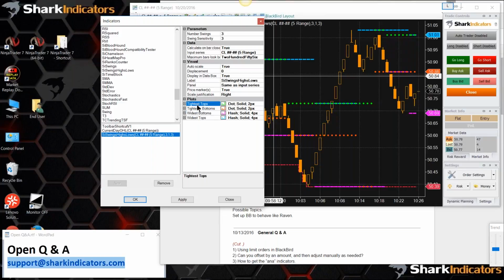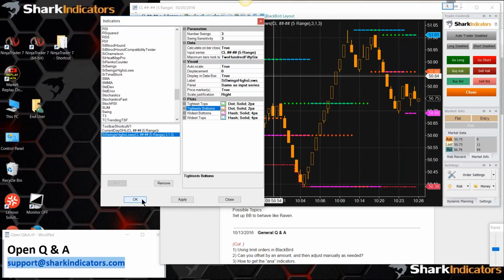Let's see. Actually, I think we want to use the tightest plots. Because basically, we're waiting for price to come back again and make another swing point, which I think is going to be the dots. The dotted or the tightest plots, which I have set to dots here. All right. So obviously, the point I'm illustrating is you've got to know your indicators that you're using.